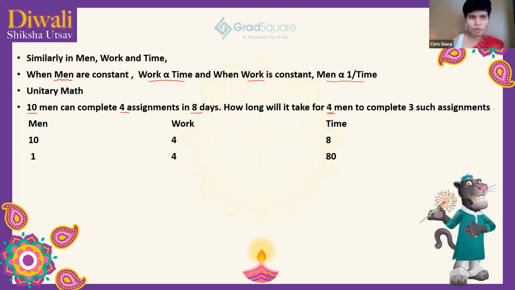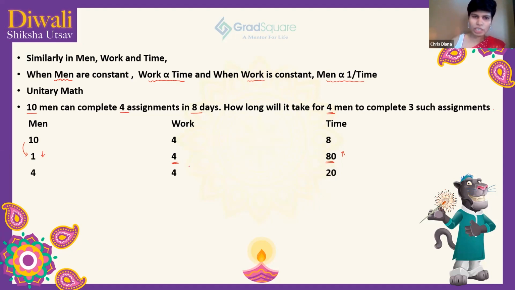First of all, if one man is there and the work is the same, work is constant. When the number of men is decreased, I know that the time taken has to increase. Here it's becoming 1/10, so you'll have to multiply it by 10. So 8 into 10, 80. So if 10 men can complete a work in 8 days, one man will be able to complete it in 80 days. Now instead of one, I need 4 men there.